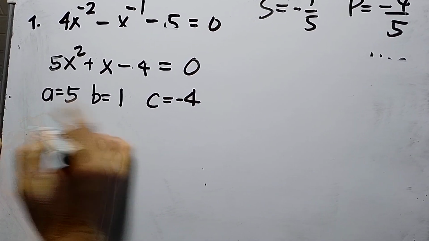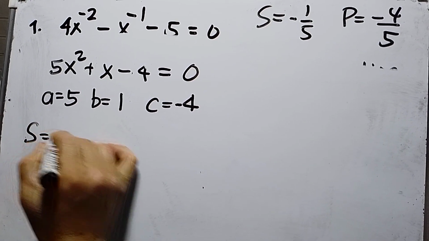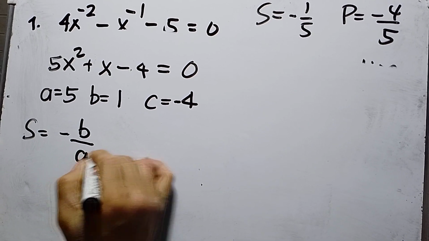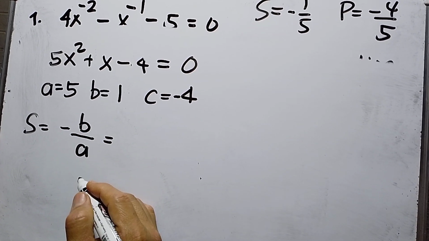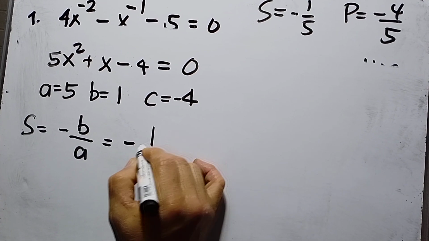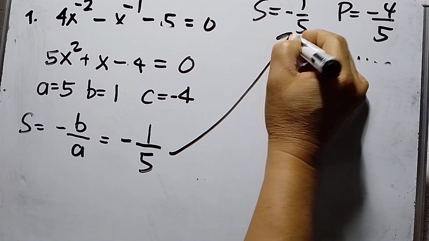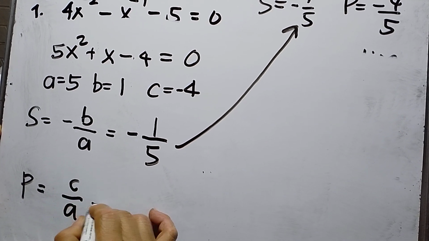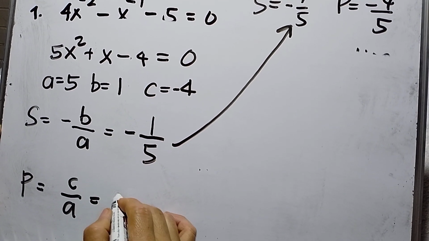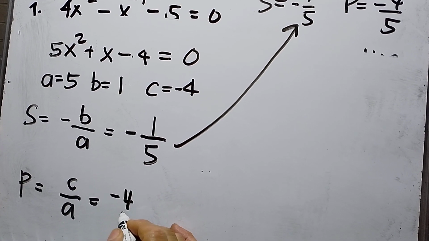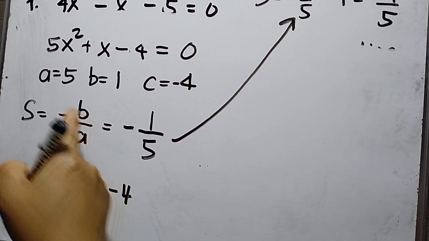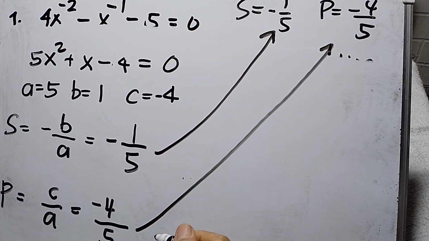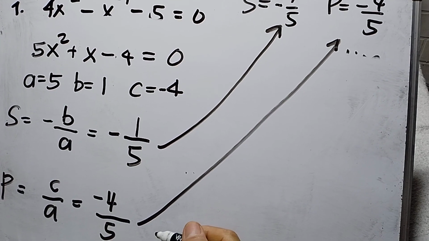Another formula for sum is equal to negative B over A. So negative B over A. So I have here negative 1 over 5. So the same. How about the product of the roots? Formula is C over A. So C is negative 4 and then over A. A is 5. So the same. So therefore, my sum and product of the roots are correct. That's all.